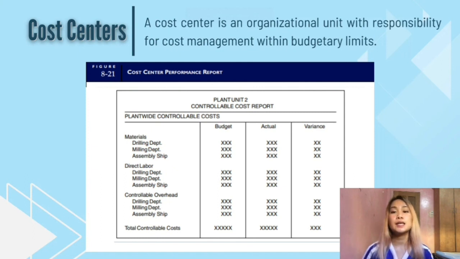Here you can see a table, a controllable cost report wherein you'll find the materials, direct labor, and overhead arranged accordingly. It presents the budget cost, actual cost, and variance cost in each department that are well arranged and has a total at the bottom so that a manager could easily know if the business incurred less costs.